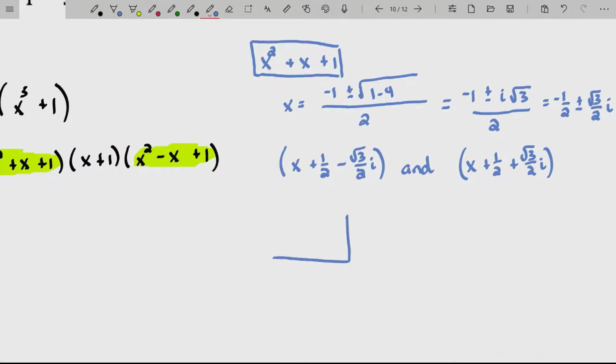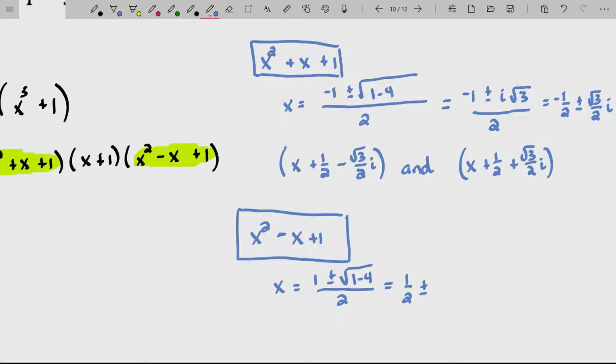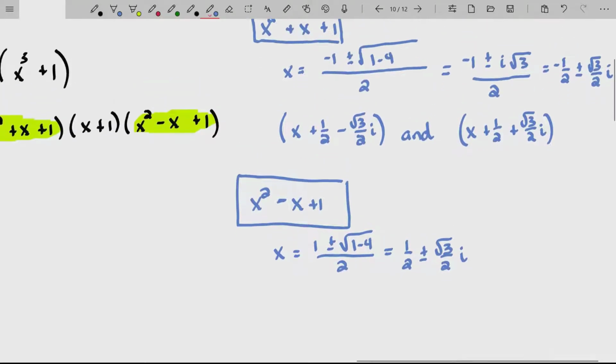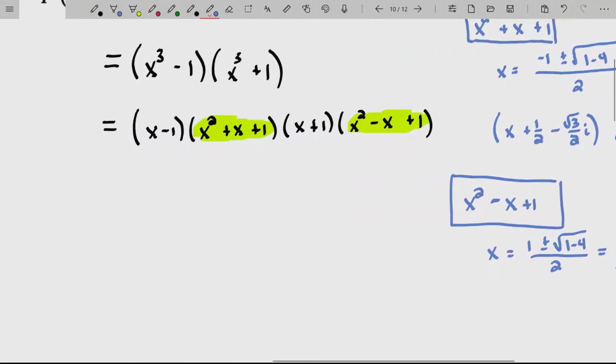And the other one actually is very similar. In fact, you can almost steal the entire computation from the first one, because the only difference is going to be that it's a positive 1/2. Otherwise, it's still going to look like this. So there's no real huge difference. Plus or minus root 3 over 2 i. So you can see that essentially it's going to be the same two factors with minus signs in front of the 1/2. You can double check that, but that is true.